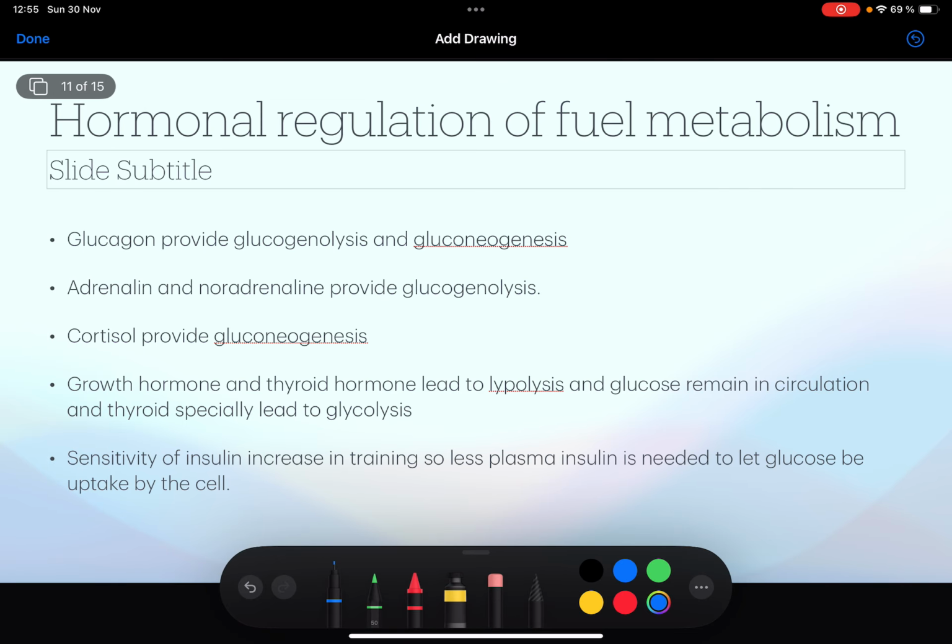And now the hormonal regulation of fuel metabolism. You have glucagon, which provides glycogenolysis and gluconeogenesis. Adrenaline and noradrenaline provide glycogenolysis, cortisol provides gluconeogenesis, and growth hormone and thyroid hormone lead to lipolysis, and glucose remains in circulation. Thyroid especially leads to glycolysis. Also, insulin sensitivity increases with training, so less plasma insulin is needed to let glucose be taken up by the cell, and this is how we affect glucose.